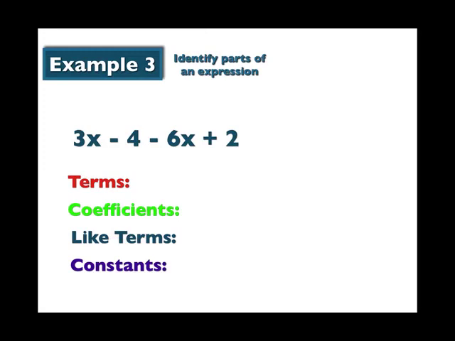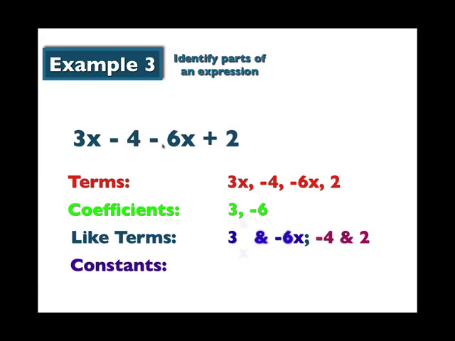So let's take a look at this expression. We have 3x minus 4 minus 6x plus 2. Again, I don't think you need to write this down. Just follow along as we go through. There are 4 terms. The terms are 3x, negative 4, negative 6x, and 2. The coefficients are the numbers that you find in front of the variables. So the coefficients are going to be 3 and negative 6. Here's the 3, here's the negative 6. The like terms are going to be 3x and negative 6x, which can be added together, and so can negative 4 and 2. And the constants are the numbers that don't have variables. Those are going to be negative 4 and 2.